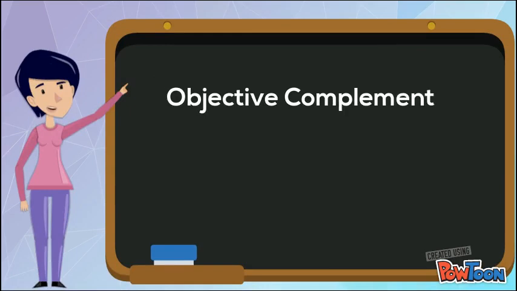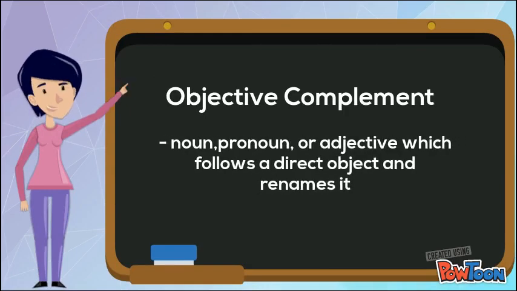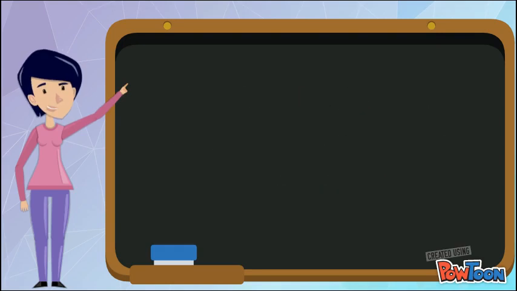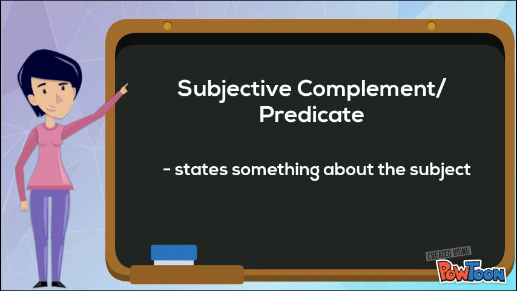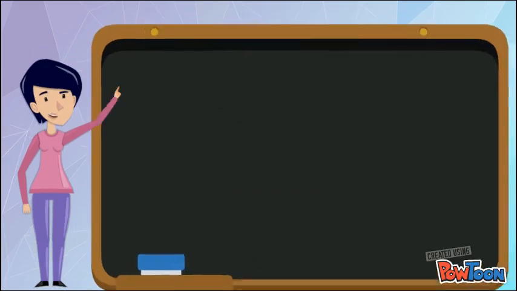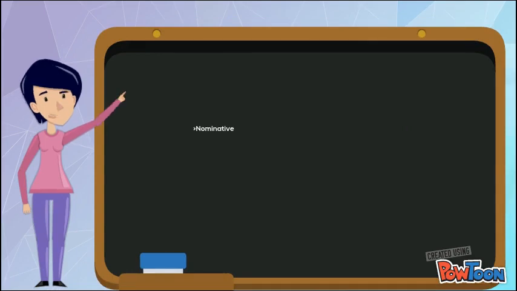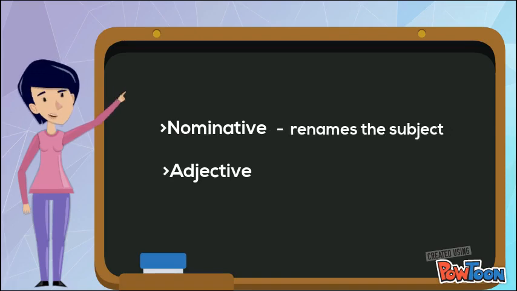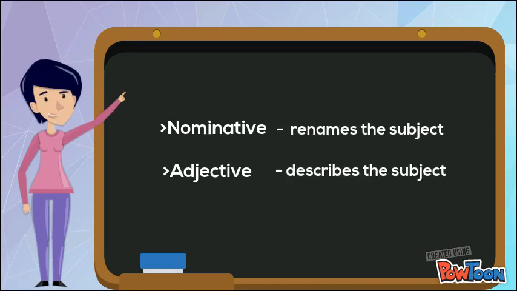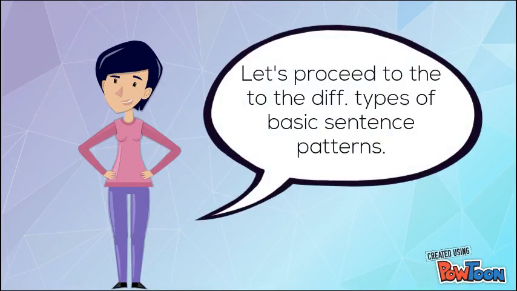The objective complement can be any noun, pronoun, or adjective which follows a direct object and renames it. And last is the subjective complement, also known as the predicate. It states something about the subject. It has also 2 types, the nominative predicate and the adjective predicate. Nominative predicate renames the subject, while the adjective predicate describes the subject. So now let's proceed to the different types of basic sentence patterns.